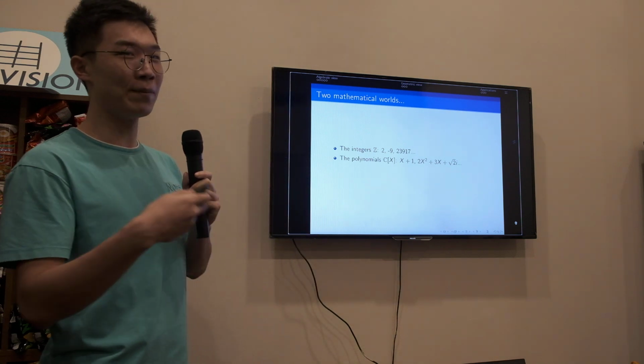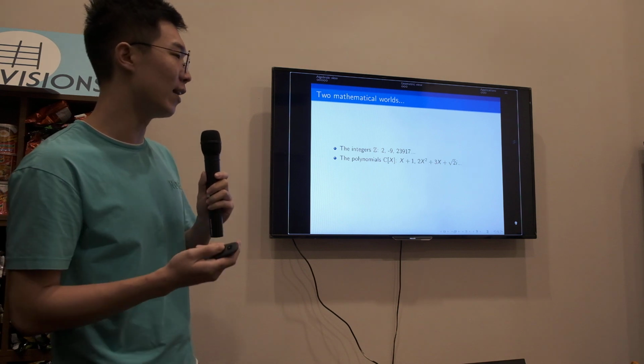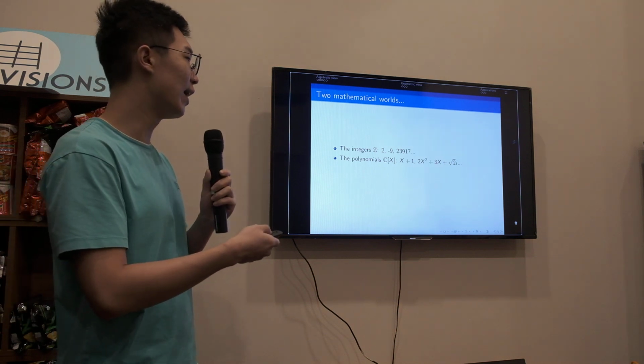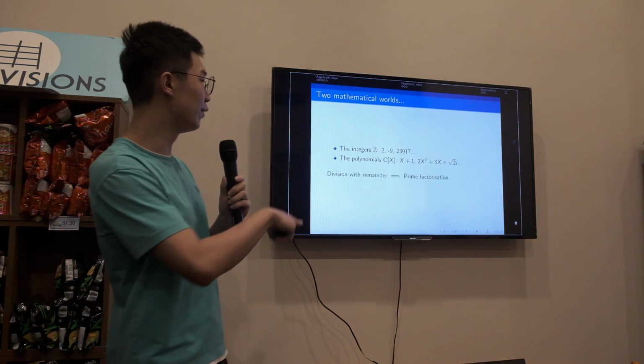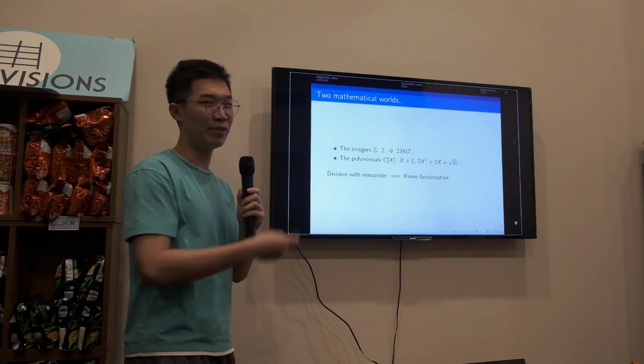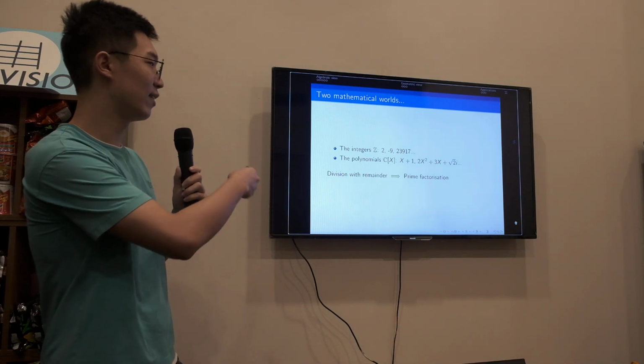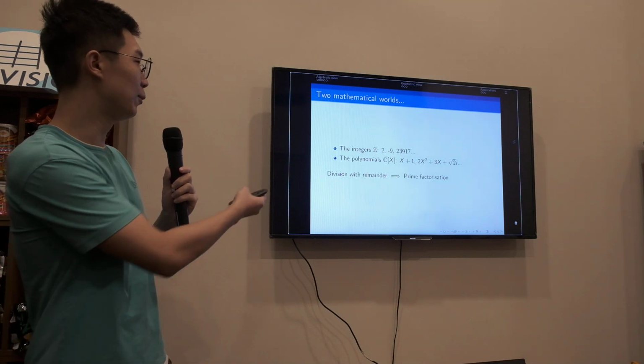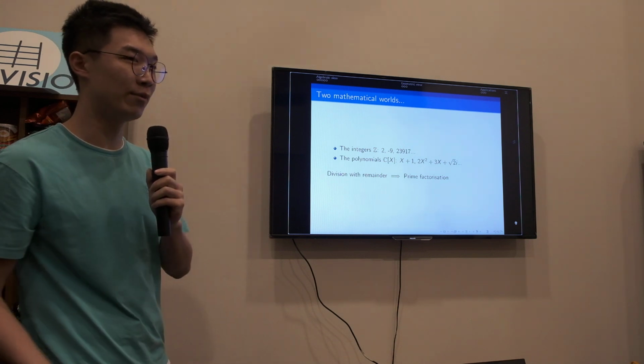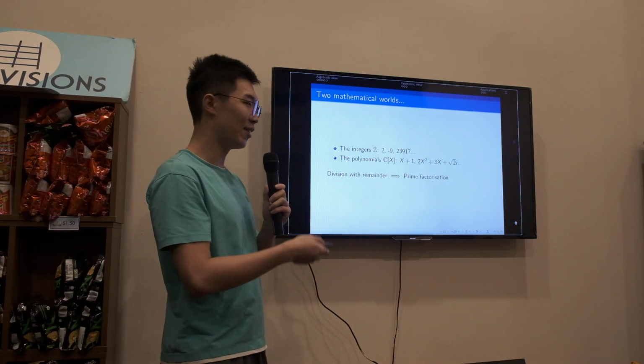And I will show you that they are basically the same because they share two interesting properties. That is that you can do division with remainder and you can do prime factorization with them. And actually, it's logically linked in the sense that if you can do division with remainder, you can do prime factorization. Let's start with the integers.